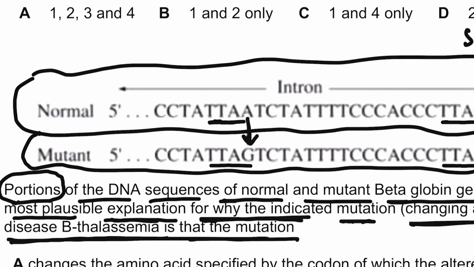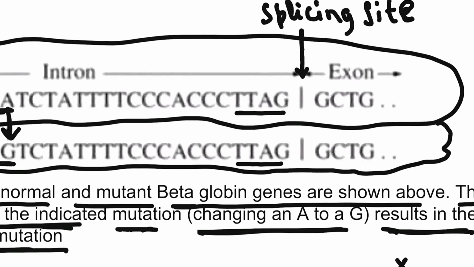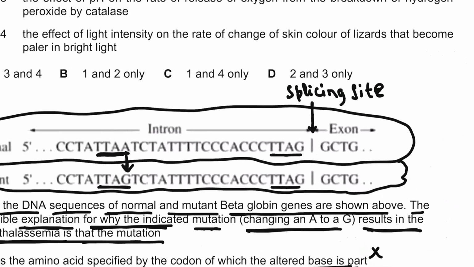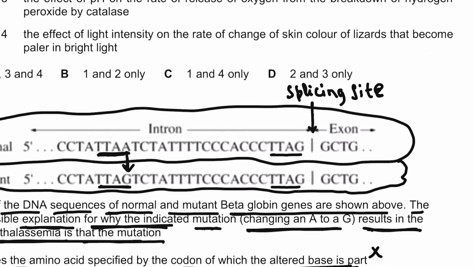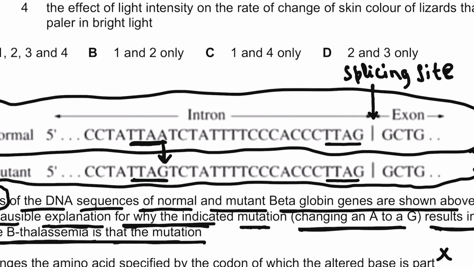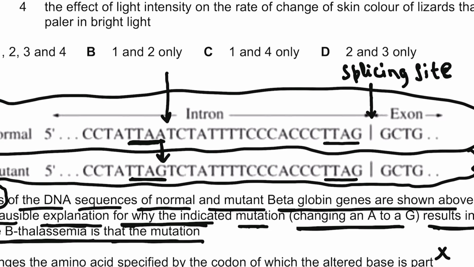The sequence was TTAA, double T double A. Now the sequence is TTAG, which matches the sequence near the splicing site. So what has happened is that now the splicing will occur at this point. Are you getting my point? The splicing will occur at this point instead of this point. The splicing will occur at some point before.